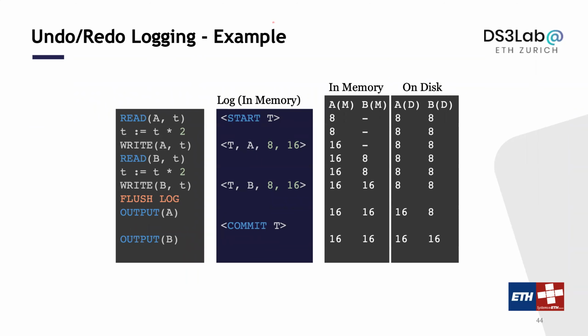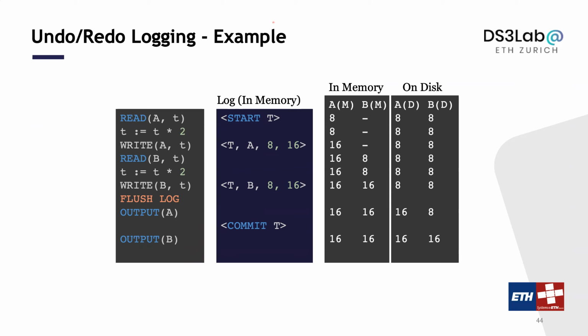So this is one example. Essentially, you have your in-memory log. Whenever you want to update A, you write the old value is 8, new value is 16. For B, the old value is 8, the new value is 16. Before I do any changes, I flush my log. I just flush it out. And then I put another record, commit, into my system, and I'm done.